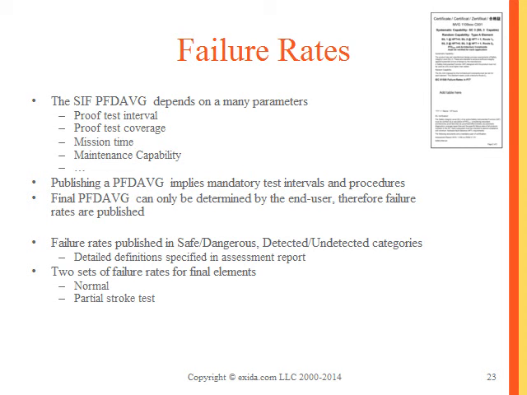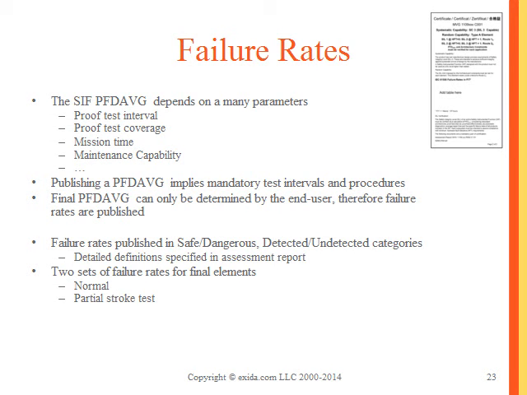If we would publish a probability of failure in the month, we would imply a mandatory test interval. We would imply mandatory test procedures. We don't know how often you plan to test your transmitters or your valves. We don't know what type of test you're doing. For your valves, do you do just a full stroke? Do you do a full stroke with a leak test? And are you looking at a valve signature? If we would publish a probability of failure number, we would have made those assumptions, and you would need to know what those assumptions are.